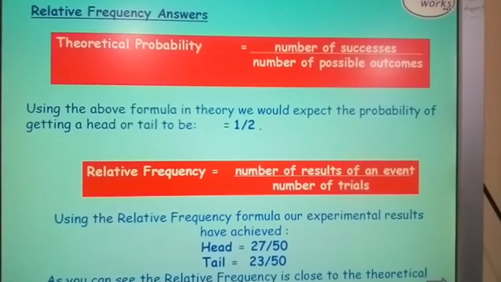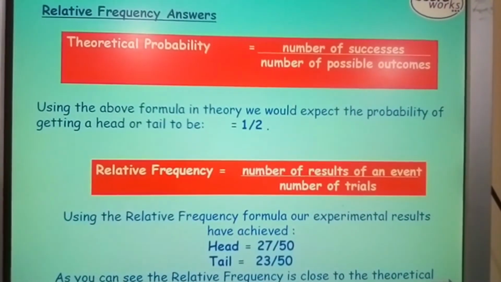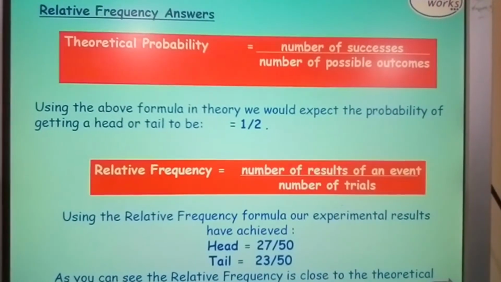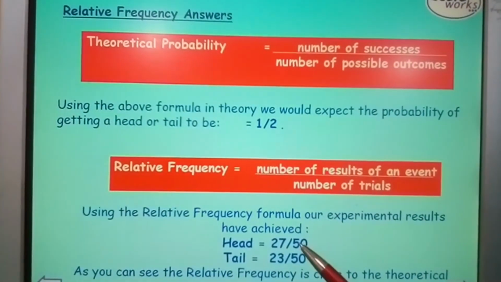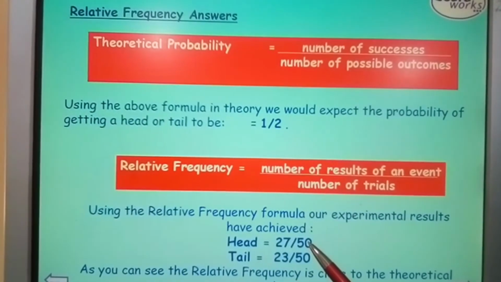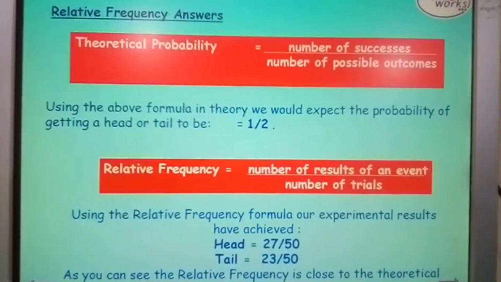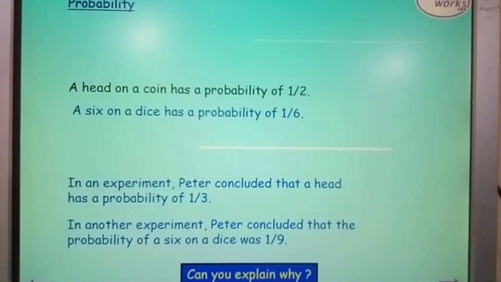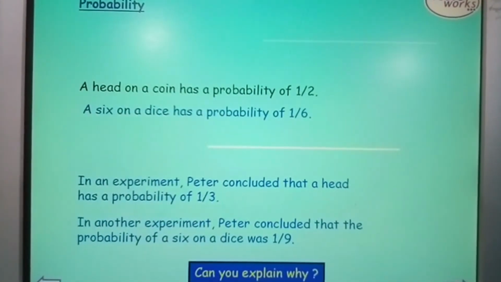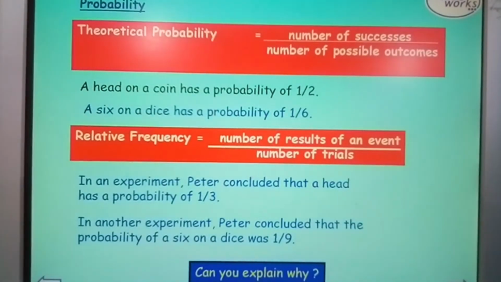And again, number of results of an event. So the event again is number of heads, number of trials. We had 50 trials. Events 27, trials 50, and the trials, you'll notice, is constant in both cases. So keep that in mind. Probability on a coin has a probability of 1/2. A 6 on a dice has probability of 1/6.